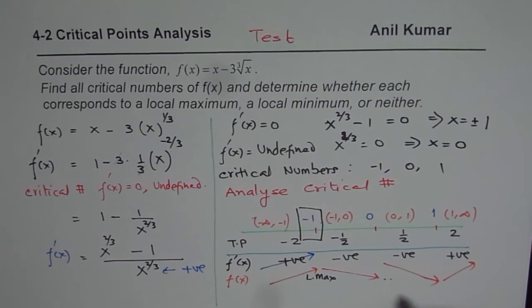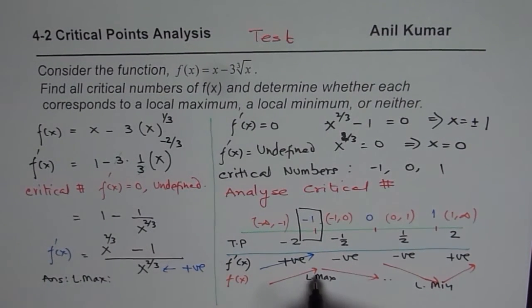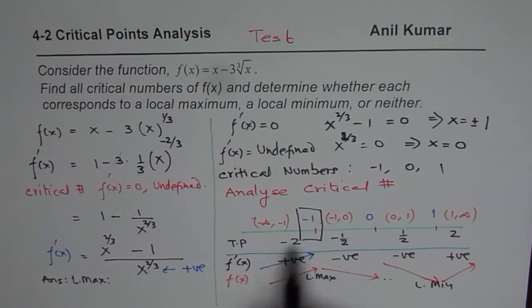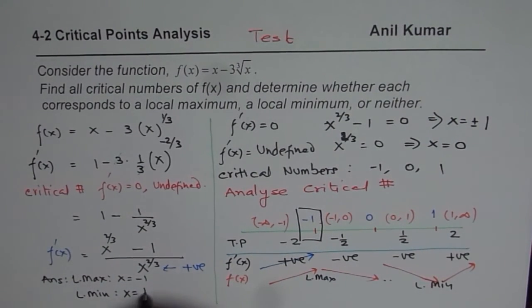And we don't have a maximum or minimum at 0 since both sides are decreasing, but we have a local minimum at x equals 1, right? So we can write down our answer that the local or relative maximum will be at x equals minus 1, and the local minimum will be at x equals plus 1, correct?